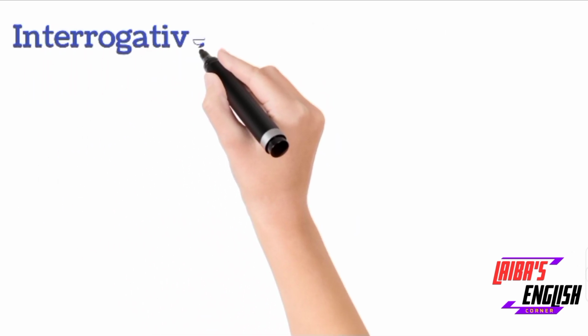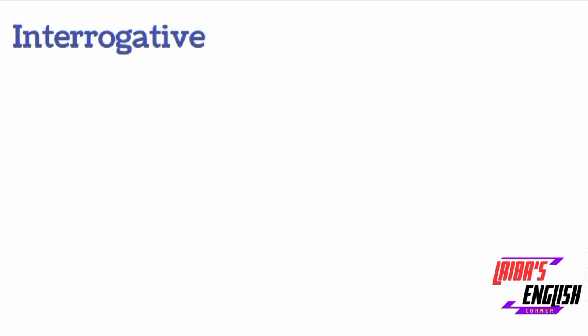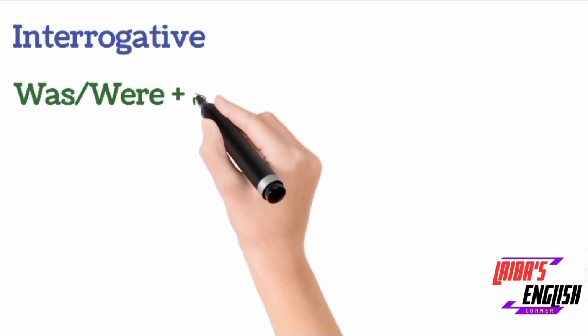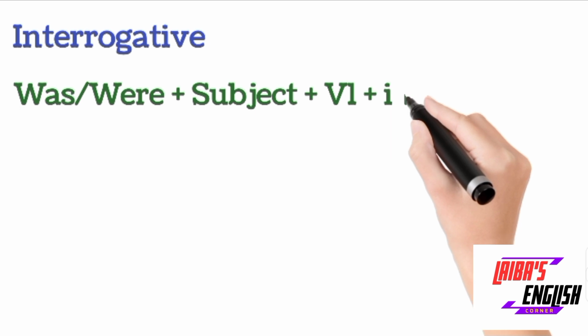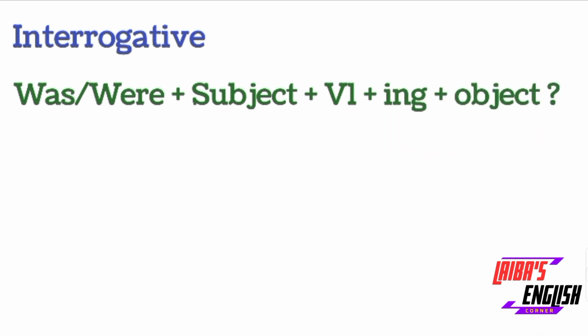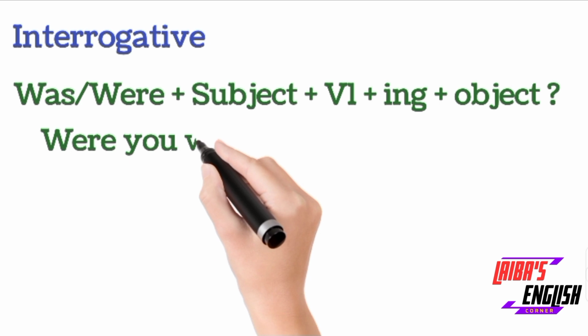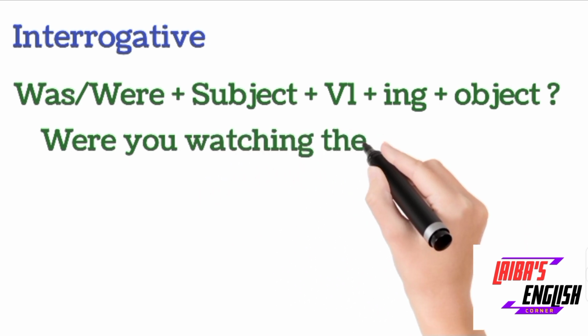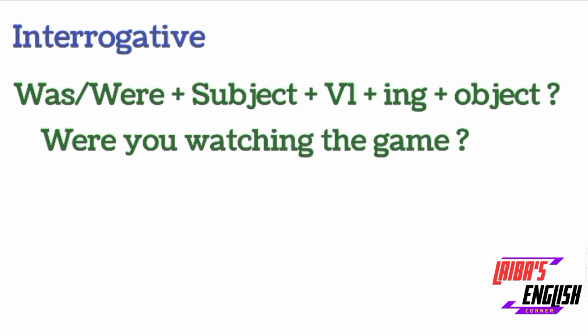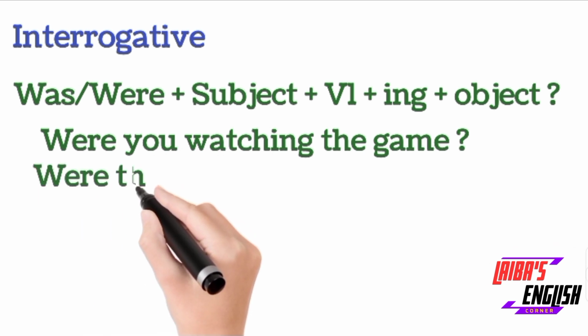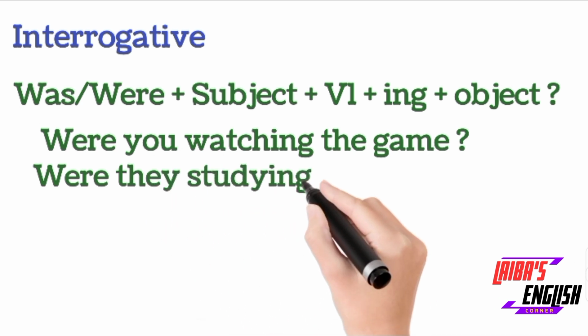Now we have to make interrogative of this past continuous tense. So in interrogative, we have to put the helping verb in the start and then we have to put a subject. Then with the subject, we have to put the verb first form plus ing plus object and at the end a question mark. So the example is, were you watching the game? So in this example, you, we, they will always take were. So were you watching the game? At the end, we have to put a question mark.